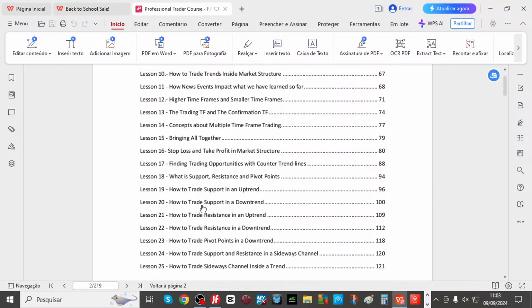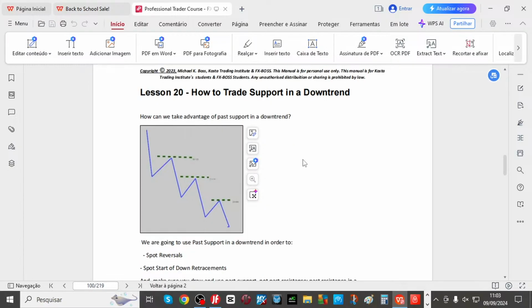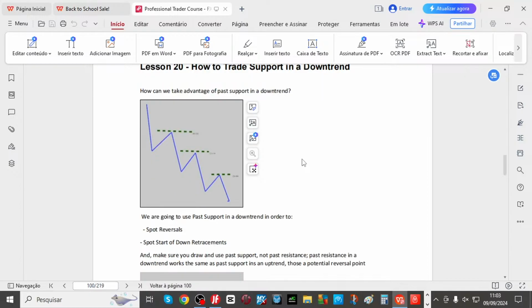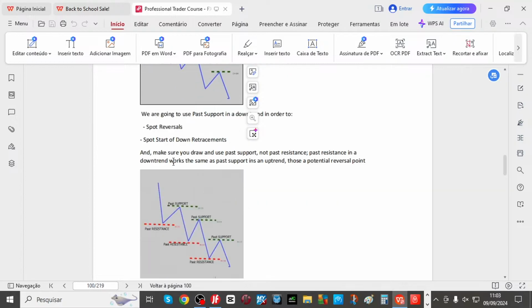Okay, so we have today how to trade support in a downtrend. How can we take advantage of past support in a downtrend, everybody? We're going to talk today about retracement trading. We are going to use past support in a downtrend in order to, number 1, spot reversals and spot the start of down retracements. And make sure you draw a new past support, not past resistance.